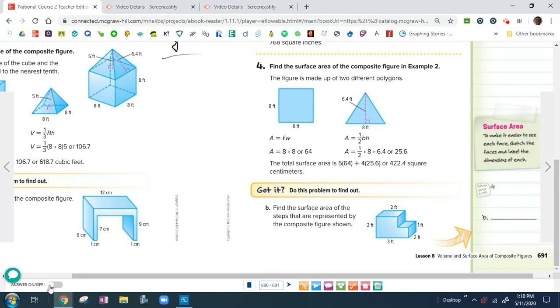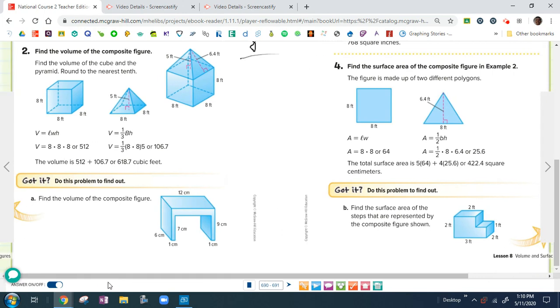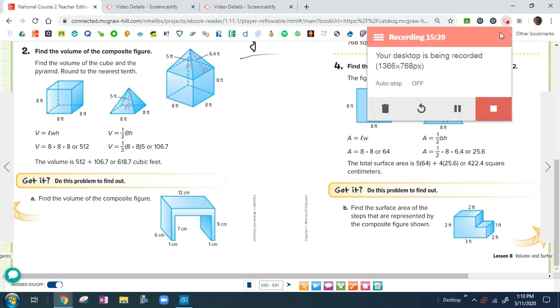Let's see if I got it right. 30 feet squared. Okay, do you see how it's not difficult, but it is tedious, and there's lots of places where you could go wrong. Good luck. I hope you have the perseverance and the focus to complete these problems and have success.